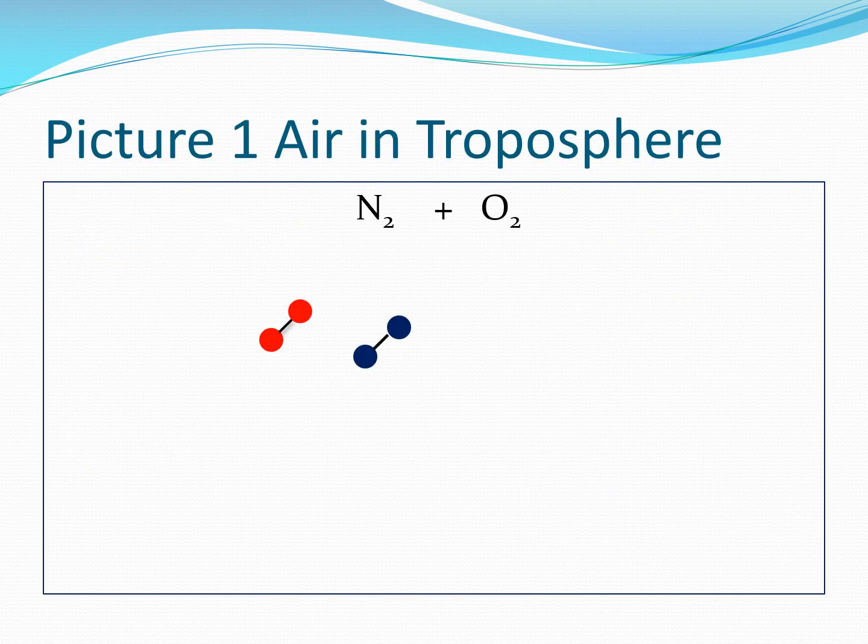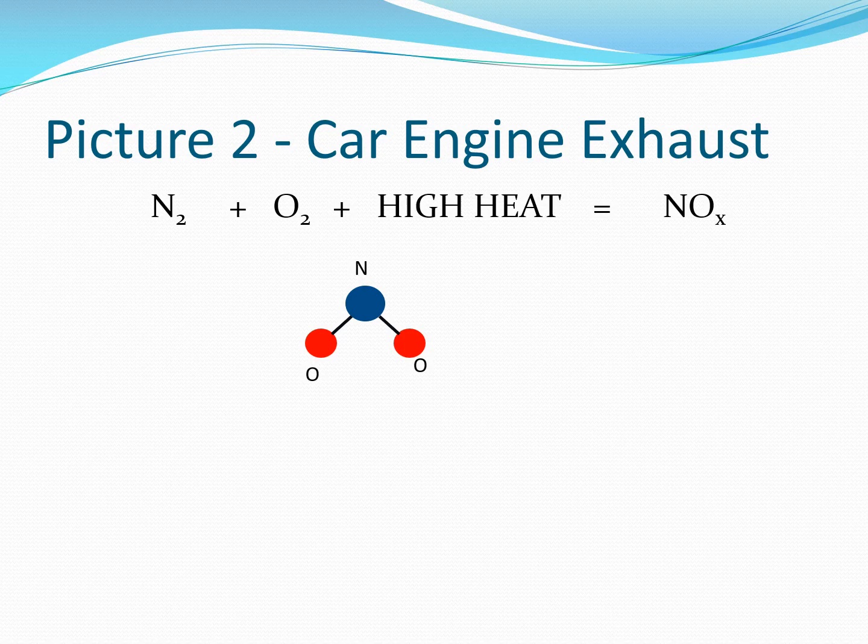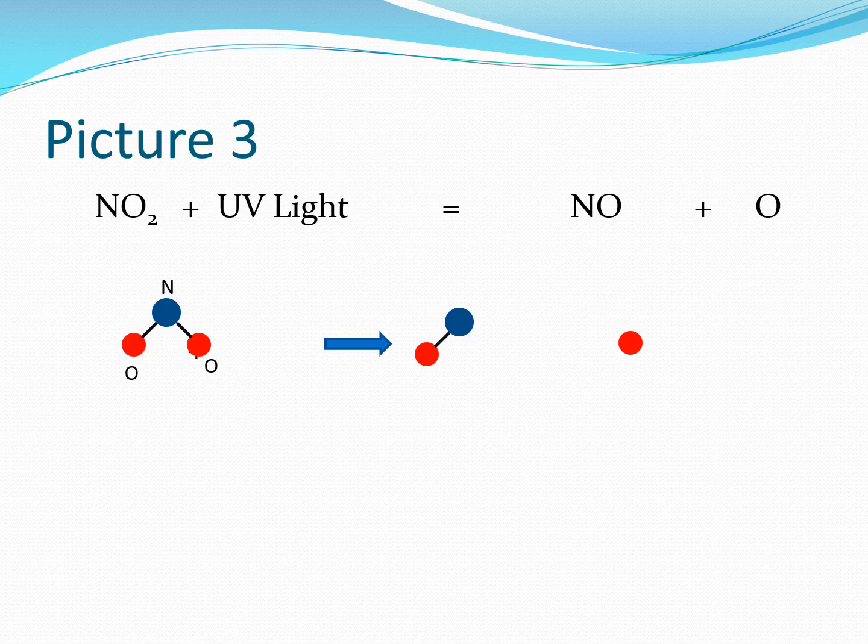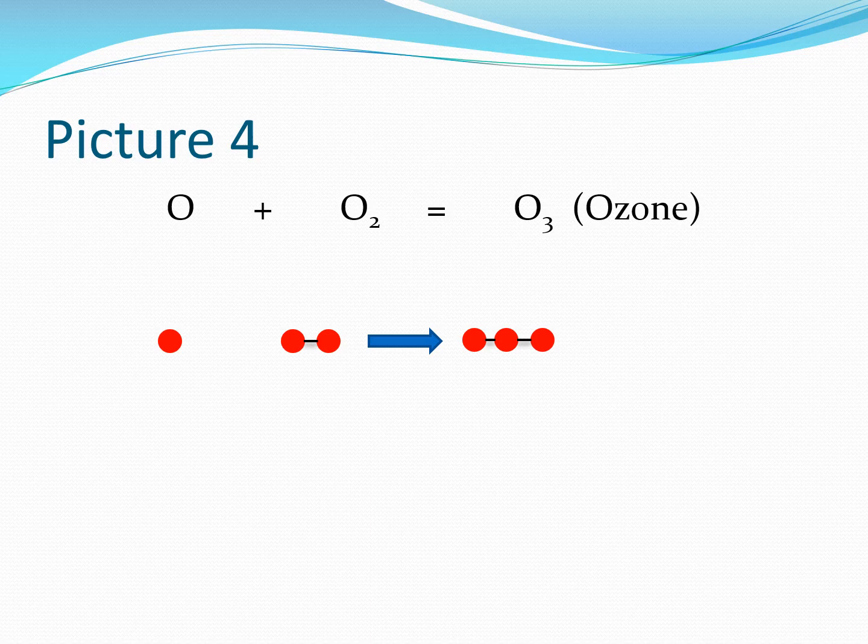Again, same picture, right? You've got that in the atmosphere. It gets pulled into your car, and at really high temperatures, it combines. It gets whacked with UV light. A single oxygen busts off. That single oxygen wants to hook up. It hooks up with O2. You get ozone. So same thing, just different pictures to illustrate the same point.